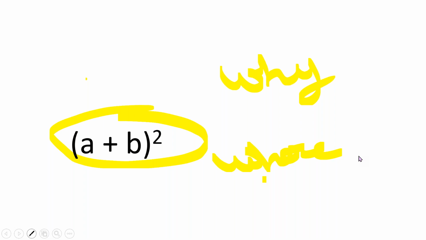This formula has been derived from geometry. Okay, calculate the area of a square. Okay. So (a plus b) and (a minus b) are different ones.